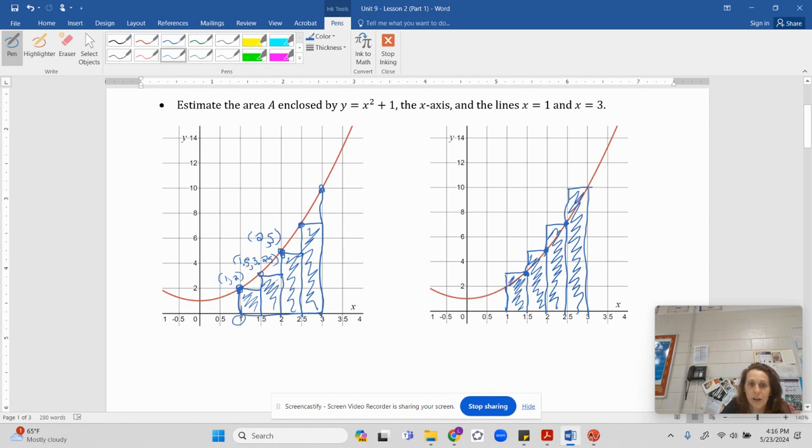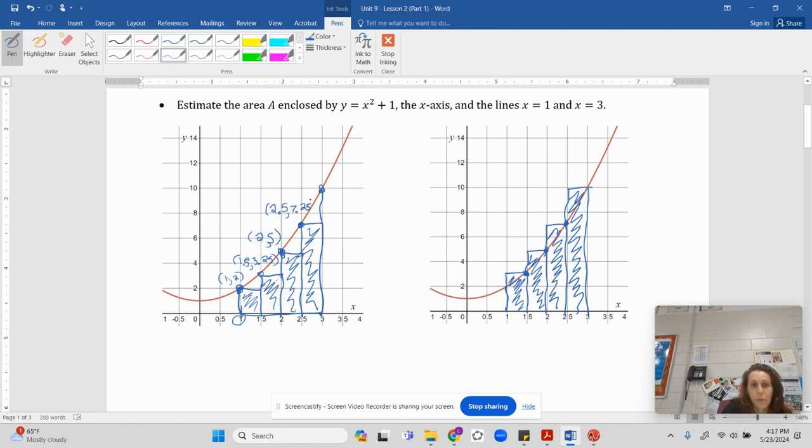And then finally, I'll find this point here, which is to substitute 2.5 into this function: 2.5 squared plus 1 is 7.25. So this is the point 2.5 comma 7.25.